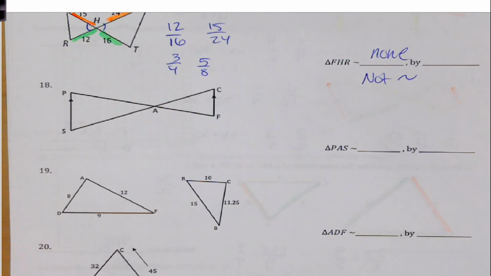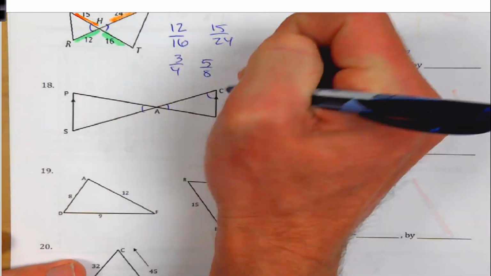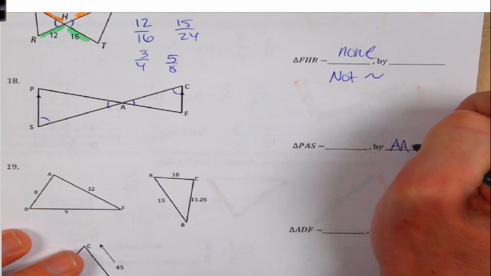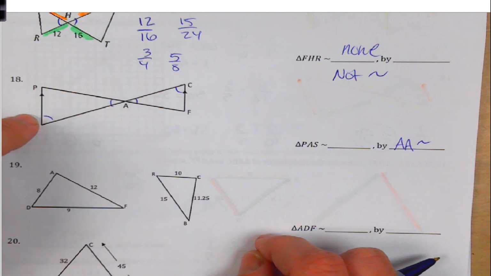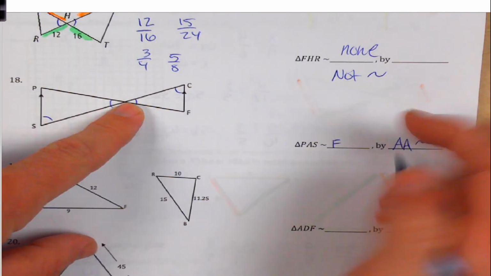This next one here, we have no sides, so it has to be angle, angle, or it's nothing. And we have vertical angles, and we have parallel lines, so we'll have alternate interior angles, so this is definitely angle, angle. Those ones are my favorite. So P, A, S, so P is going to match up with F, because alternate interior, then A is going to match with A, and then C.